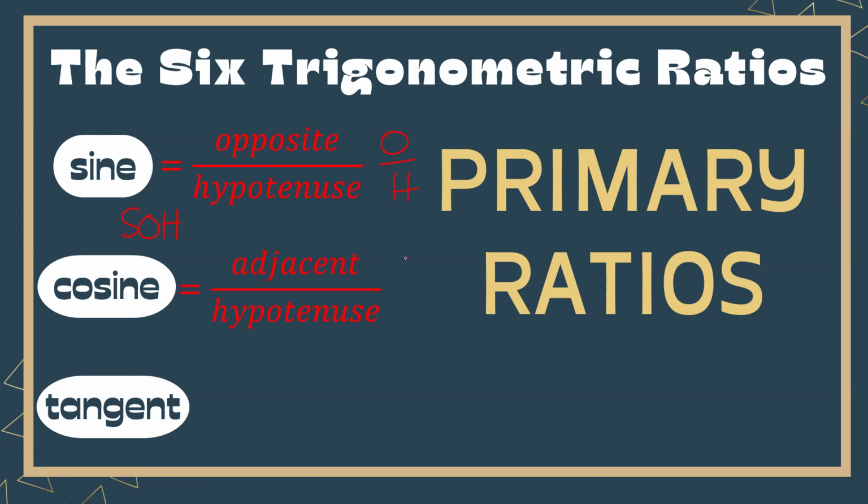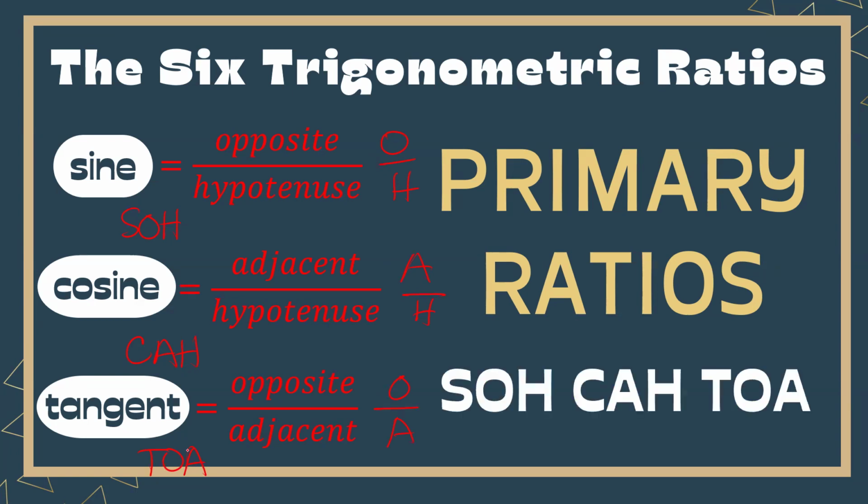Then cosine is adjacent over hypotenuse. That's why cosine is usually represented as KA. And tangent is opposite over adjacent, or O over A. That's why tangent is usually represented as TOA. Therefore, for you to easily remember, we usually call these three primary ratios SO, KA, TOA to represent the formulas on how these three trigonometric ratios are solved.